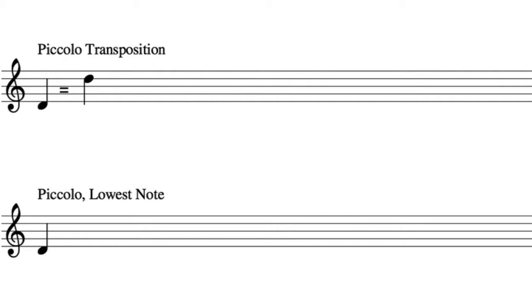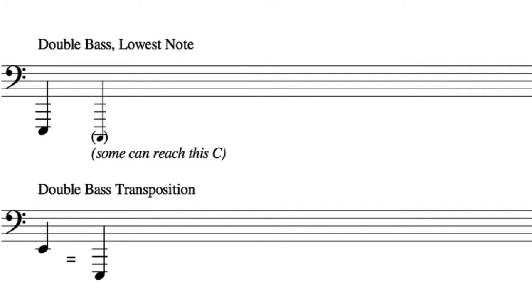The piccolo, for instance, sounds an octave higher than is notated, even though its lowest note is a D. On the other end of the orchestra, the double bass is so big that you have to notate it an octave above how it sounds, otherwise it's just going to be a mess. The contrabassoon is like the double bass in this aspect.